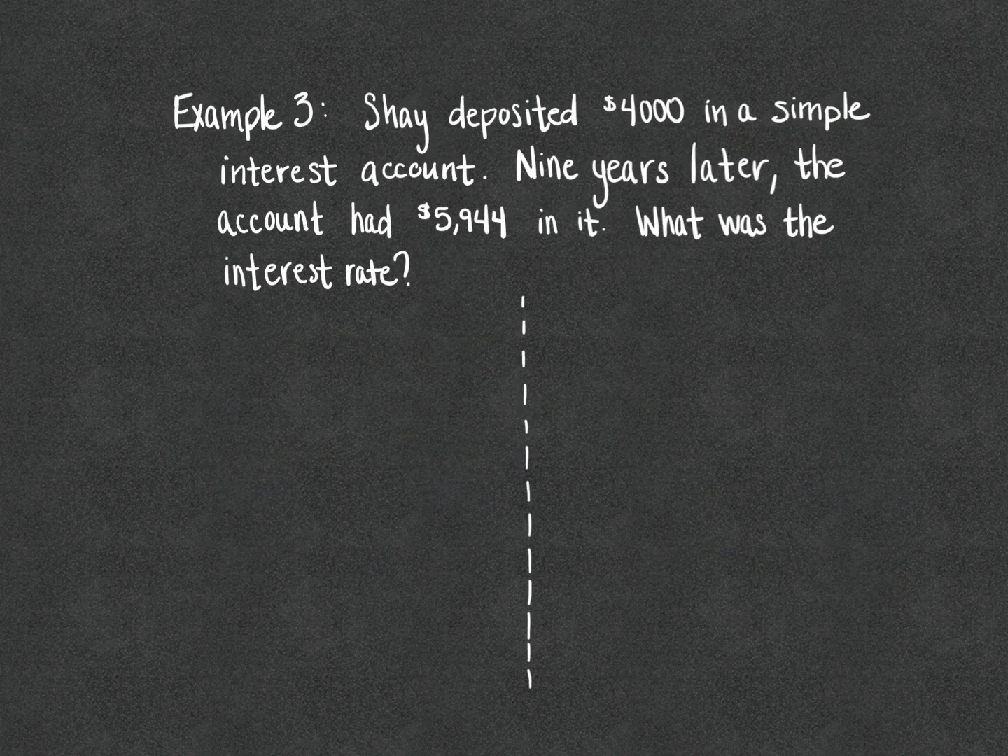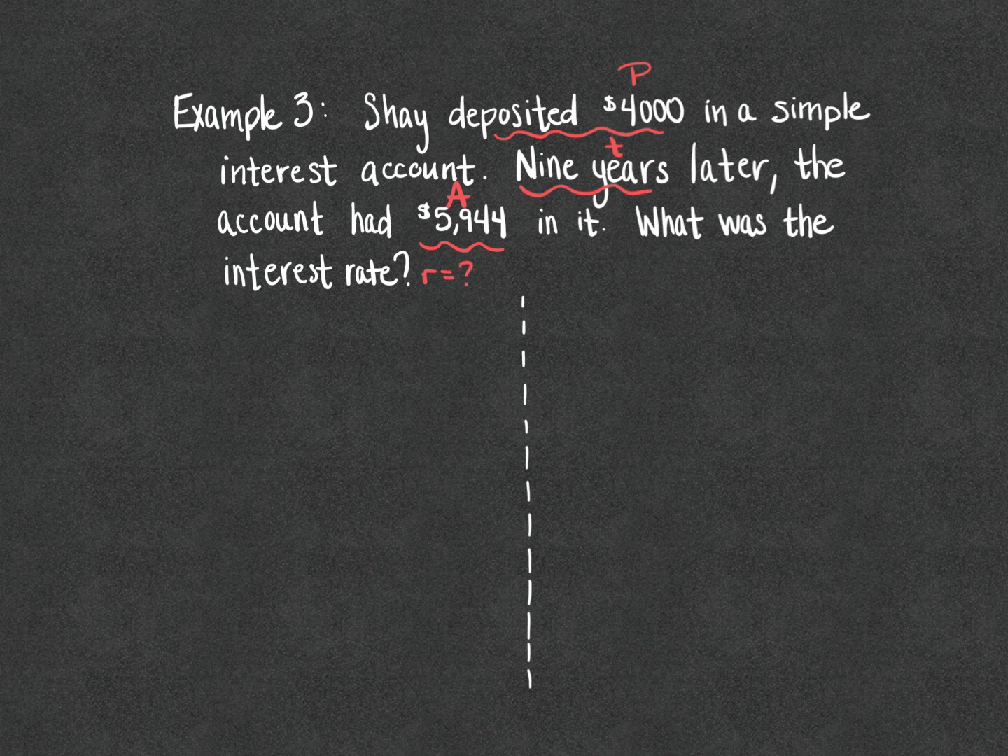All right, and so our final example in this video is going to look at Shay. Shay has deposited $4,000 in a simple interest account. 9 years later, the account had $5,944 in it. What was the interest rate? So again, we deposit $4,000, that is P. 9 years later, there's T. The account had $5,944 in it. That is A, the future value, total in the account, including her principal. And then we want to find the interest rate.